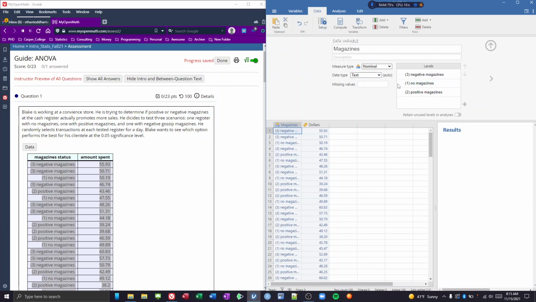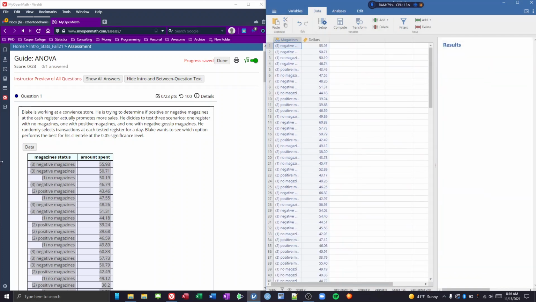We are going to change just the order that these are put in, not because there is an order, but because this is the order in which the problem is actually doing the analysis. You could make a claim that maybe this is ordinal by putting positive as 1, no magazines as 2, and negative as 3, like on some sort of little Likert scale. But we're just going to put this in the order that the problem is doing them in, which is signified by group 1, group 2, and group 3. Okay, so let's go ahead and hide that.